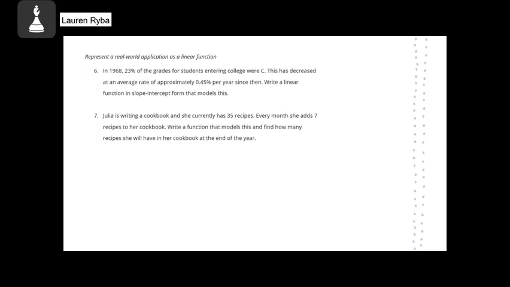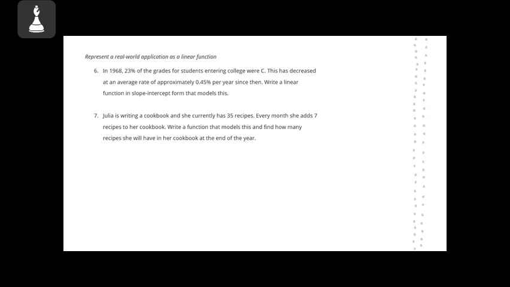Now we're going to take a real world problem and turn it into a function. In 1968, 23% of the grades for students entering college were a C. This has decreased at an average rate of approximately 0.45% per year since then. Write a linear function in slope-intercept form that models this.